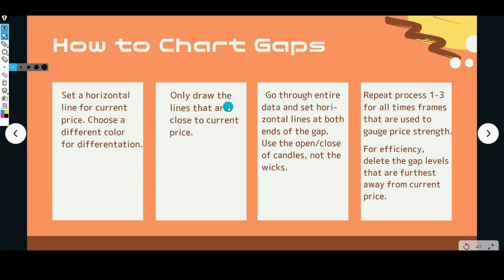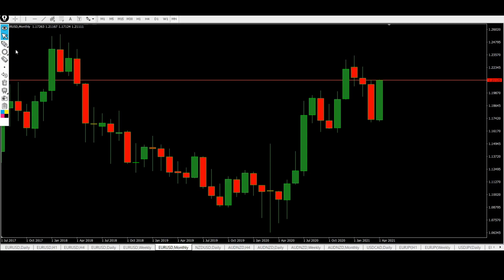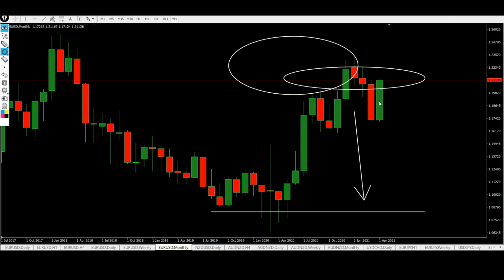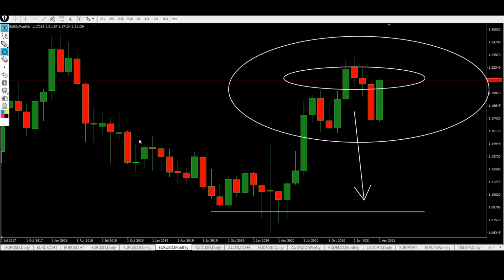All right, only draw the lines that are close to current price. Okay, so when we start charting gaps, we only want to chart the gap levels that are close to current price. In other words, if we find gaps way down here at these levels, we do not want to chart them, simply for efficiency's sake, and more importantly, so it does not give us a faulty bias. For we don't know if price will ever get down here. So if we don't know if price will ever get down to these far levels out here, then there's no need to draw those lines. Okay, so let's only draw the gap levels that are close to current price. Okay, let's go on to number 3.